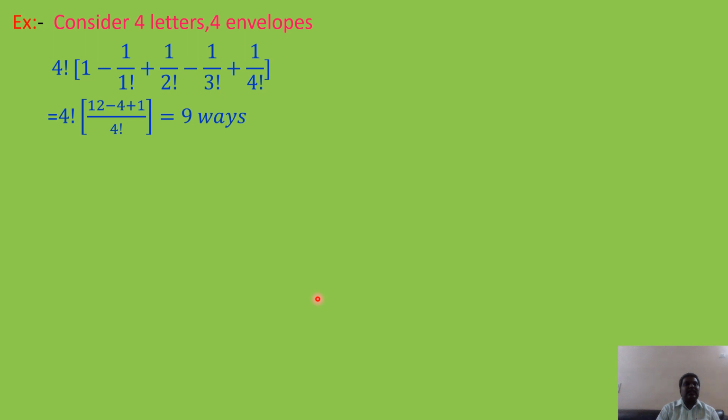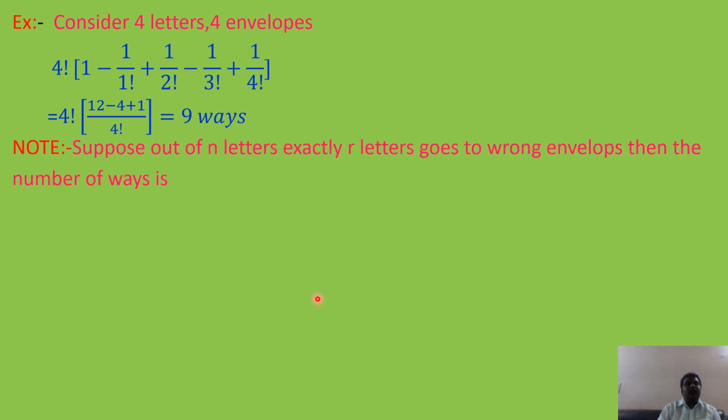So this is the way to write the derangements by using the inclusion and exclusion concept. Okay, let us see this one. Note, suppose out of n letters, if you want to send r letters to wrong envelopes, then the number of ways is what? NPR into 1 minus 1 by 1 factorial plus 1 by 2 factorial minus 1 by 3 factorial, and so on up to plus minus 1 whole to the power of r into 1 by r factorial. How did it happen?